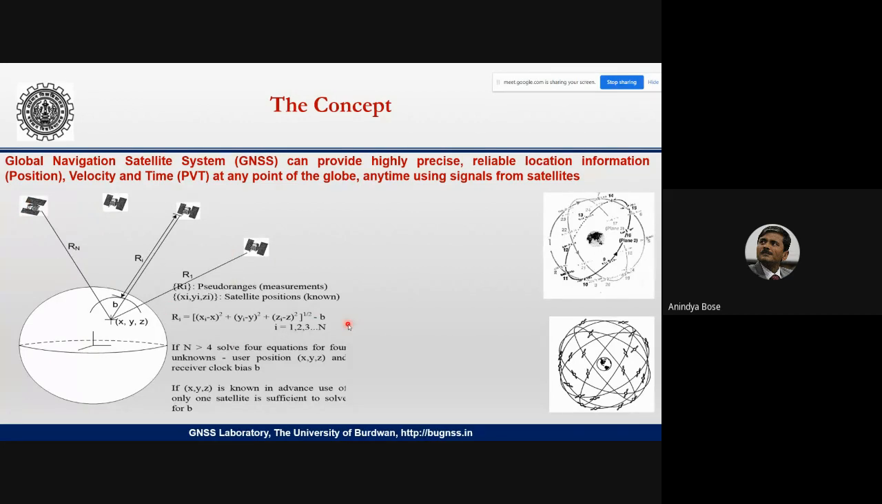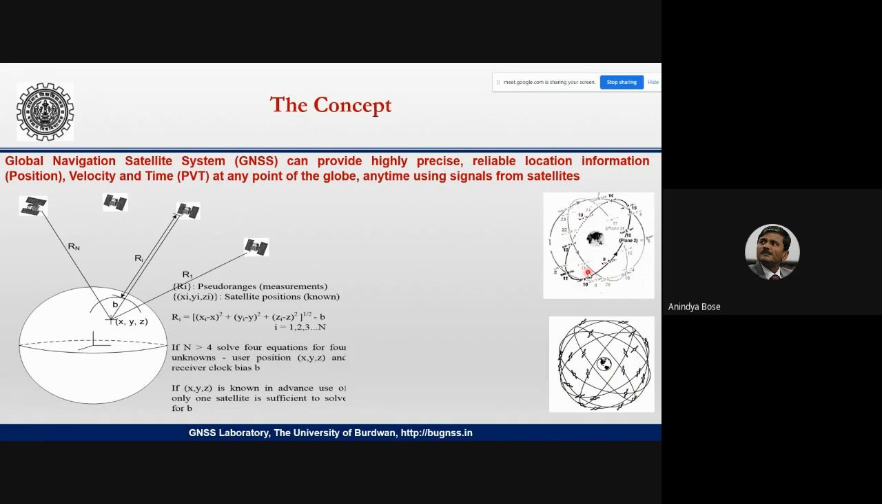I need to write four equations, so I need at least four signals from four satellites. Now, how can I get four satellites in the sky so that I can use their signals? The answer lies here. This is the constellation of GPS. It is maintained so that everywhere on the surface of Earth, there are at least four satellites overhead that can be used.